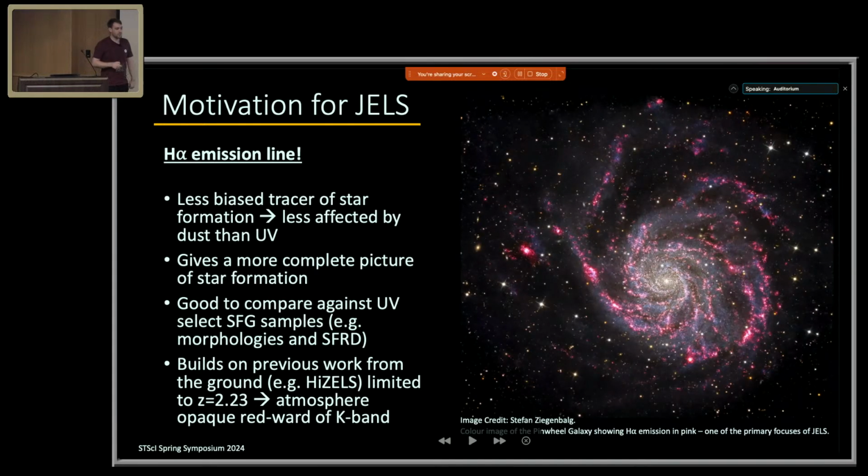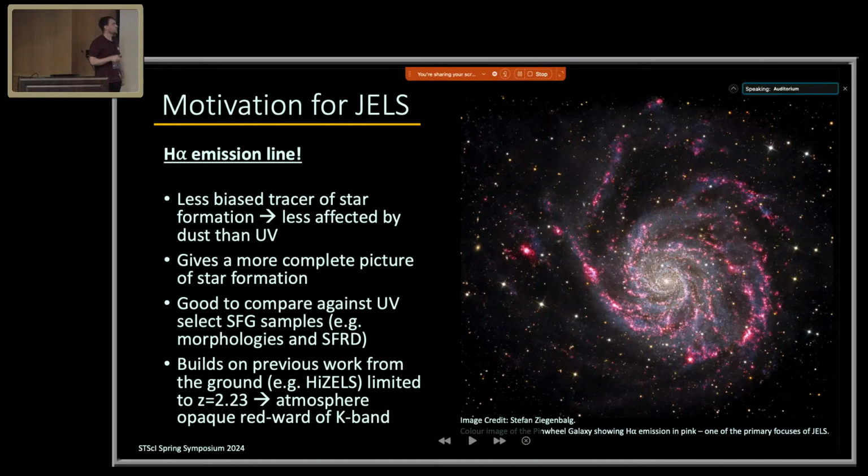So the motivation for GELS is specifically the H-alpha emission line, which has been talked about quite a bit over the last couple of days, with a nice schematic of where you see H-alpha emission from the Pinwheel galaxy. The reason we care about this is that, as much as it's an indirect tracer of star formation, it's much less affected by dust compared to UV-based tracers, and in some cases gives a much more complete picture of star formation, particularly when we're looking at higher redshifts, cosmic noon and above.